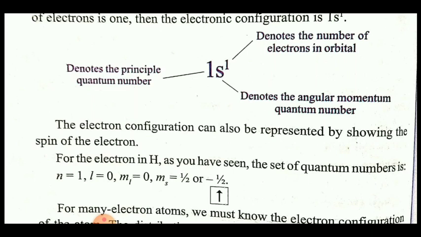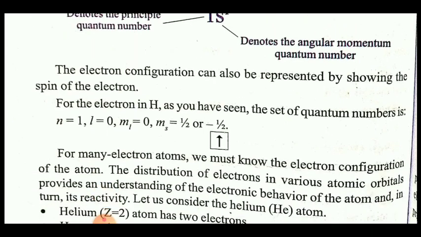Means all the electrons in the hydrogen atoms do not have the same spin quantum numbers. Some have plus half, some have minus half. That's why we write n is equal to 1, L is equal to 0, ML is equal to 0, but MS is equal to plus half or minus half.